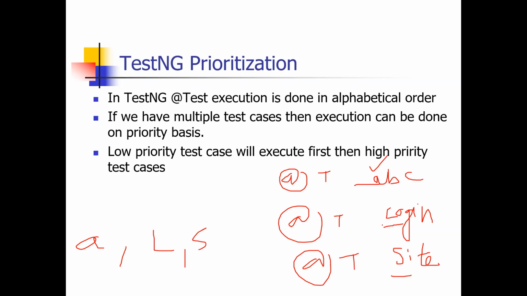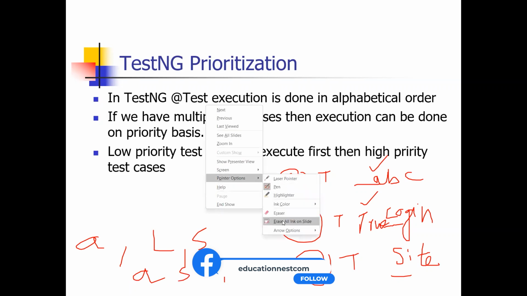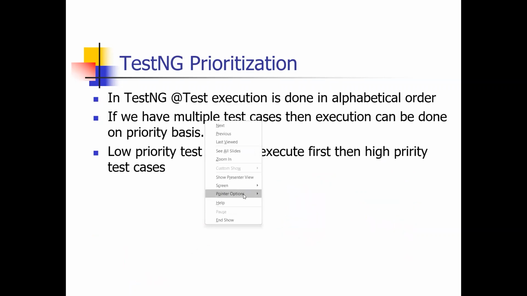Suppose here it is Mac login, and true login. Suppose the name is there, then T is before S. So first A, then S, then T. Got it? So always if there are multiple test cases, execution will be done in alphabetical order. So @Test execution is done in alphabetical order. If we have multiple test cases, then execution can be done on a priority basis.